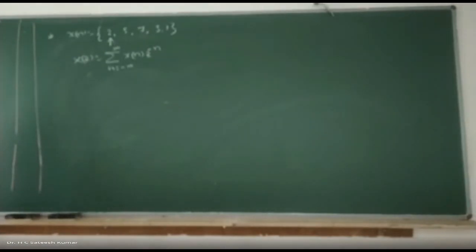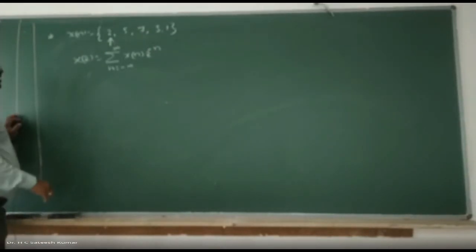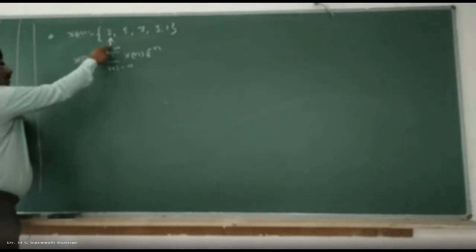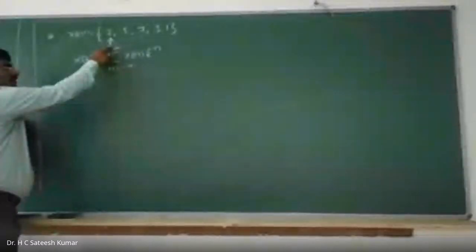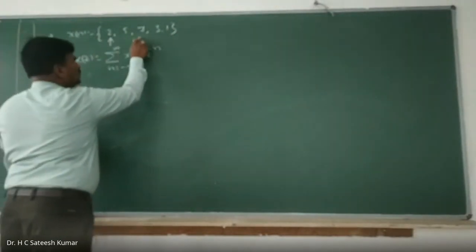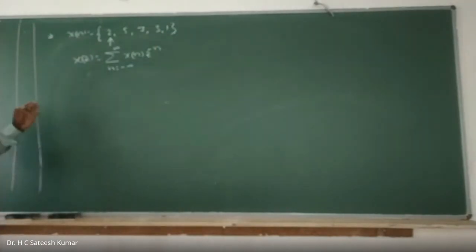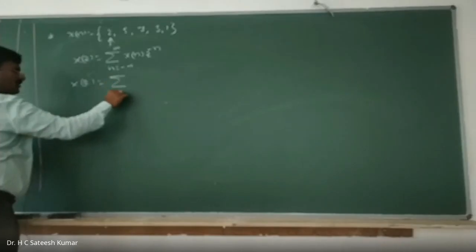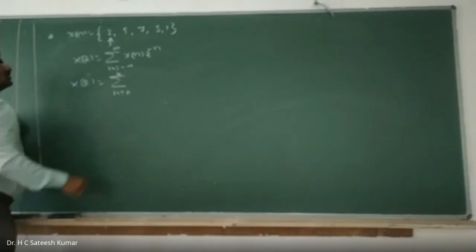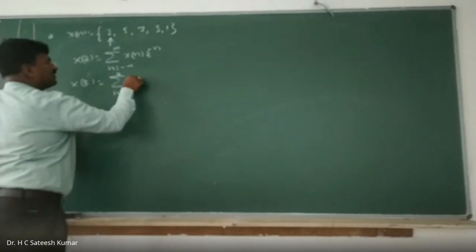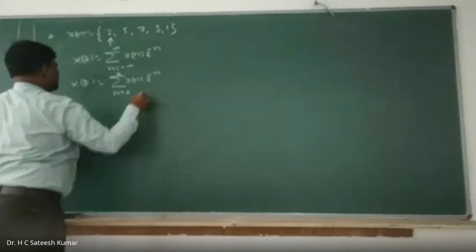Now the arrow mark indicates the value of the function at 0. So this function ranges from where to where? 0, 1, 2, 3, 4. Up to 4 only it exists; beyond that it doesn't exist. Therefore, I can take the summation with n varying from 0 to 4 of x of n into z to the power of -n.